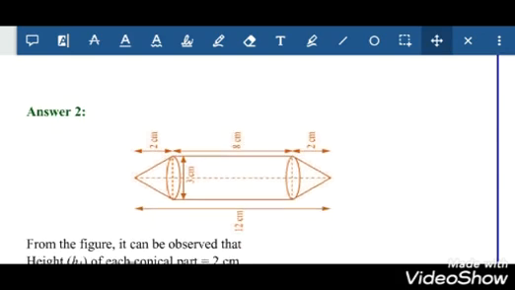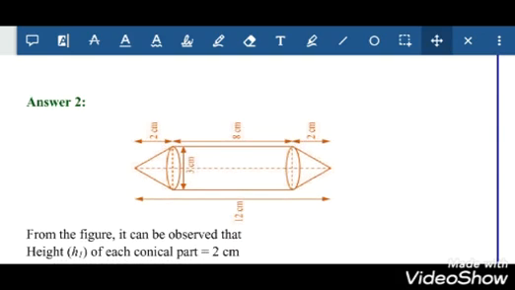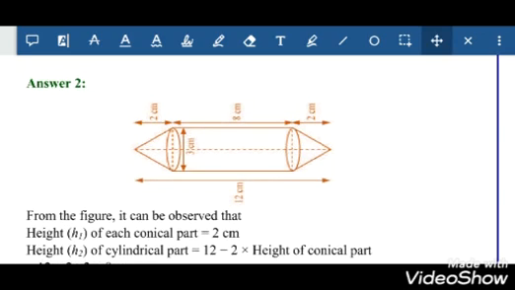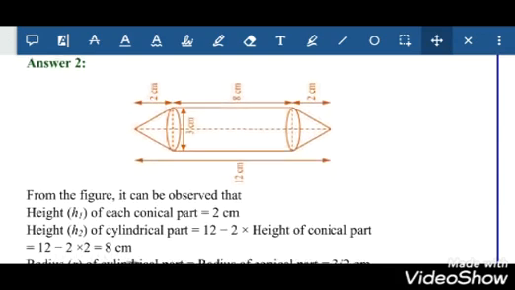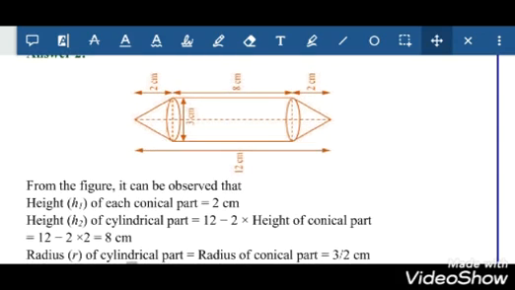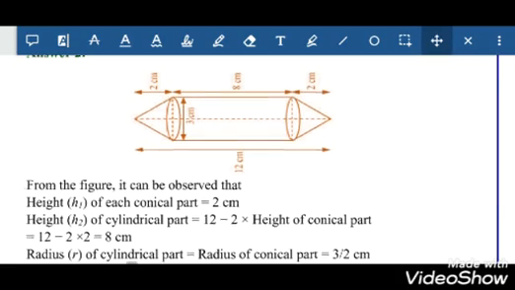So now the height h1 of the conical part is 2 centimeter and then h2, the height of the cylindrical part, is 12 minus 2 into the height of the conical part, because at each end it is fixed with a conical part. So the total height of the solid figure is 12 centimeter. We need only the cylinder. So that's why 12 minus 2 into the height of the conical part. So we get 8 centimeter. So what is the radius of the cylindrical part? The radius of the cylindrical part and the radius of the conical part are both the same. It should be 3 by 2 centimeter.